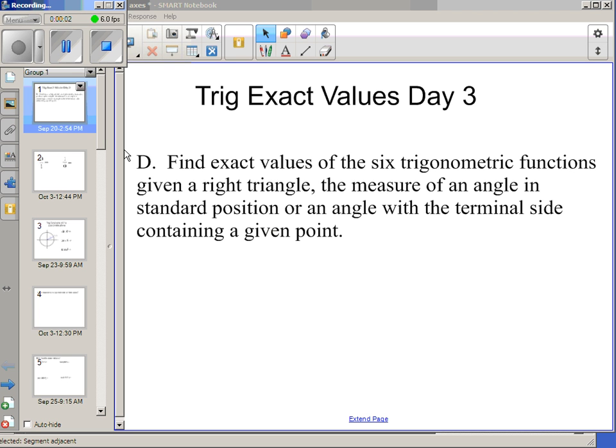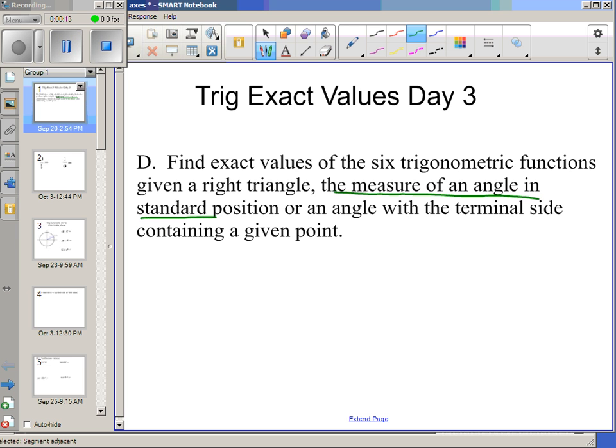Alright, today's video, we are going to look at finding exact trig values, all 6 of the different kinds of trig values, for angles we're going to focus on given the measure of an angle in standard position. And we are in particular going to focus on looking at what happens at the corners, or on the axes, at 90, 180, 270, 360.